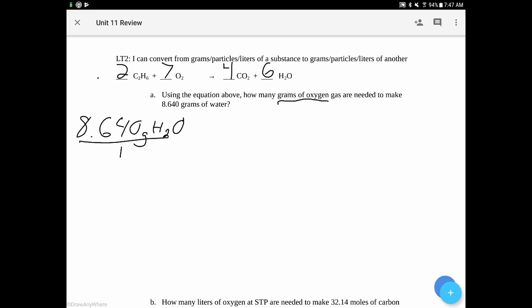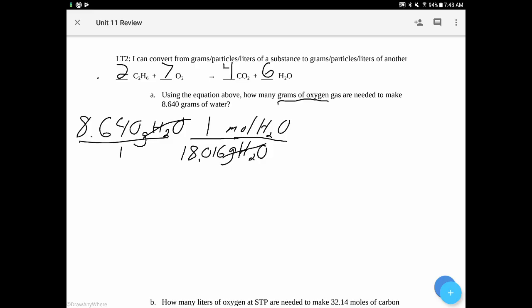Okay, so we can't convert right from grams of water to grams of oxygen. So first, we have to convert grams of water into moles of water. So we put grams H2O on bottom, so that cancels out. We put moles H2O on top. 1 goes in front of moles, and the molar mass of water goes in front of grams, so that is 18.016. Okay, grams of H2O cancels out.